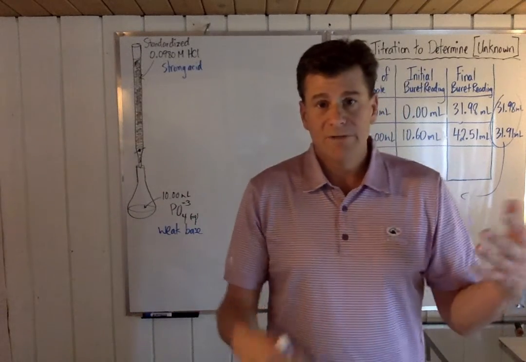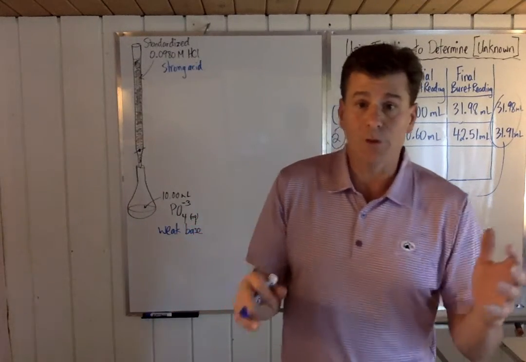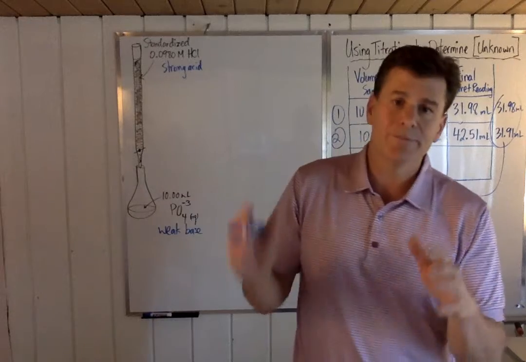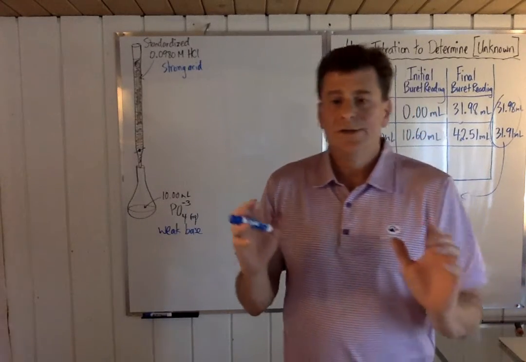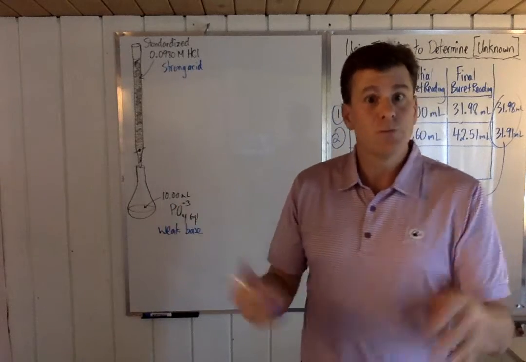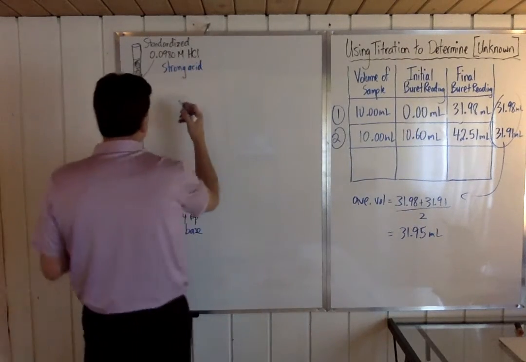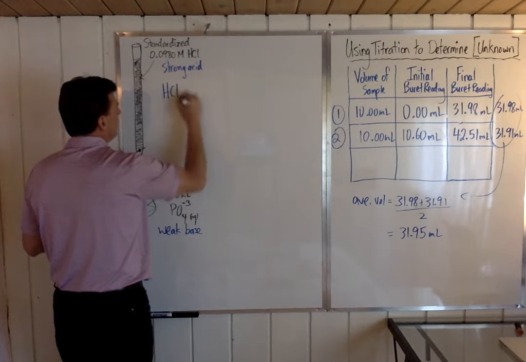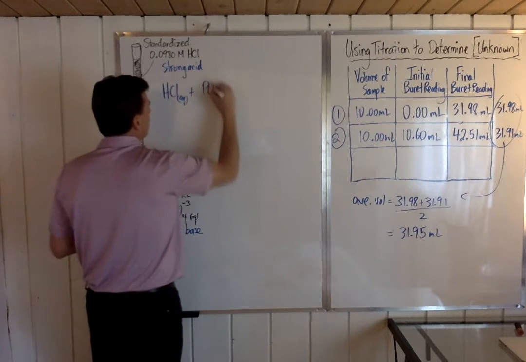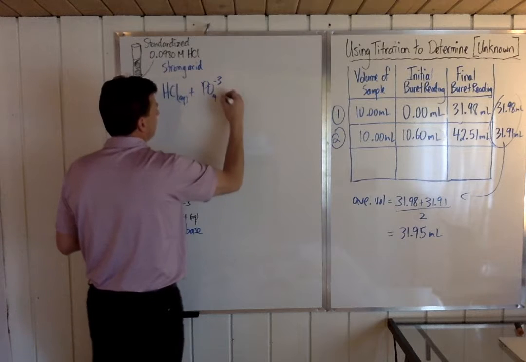Okay, so now, following the exact same steps that we did before, we can't do any calculations until we have a balanced neutralization equation. We need to know the stoichiometry. So we go and we say, what did we react? So we reacted HCl in aqueous form with PO4 negative 3.